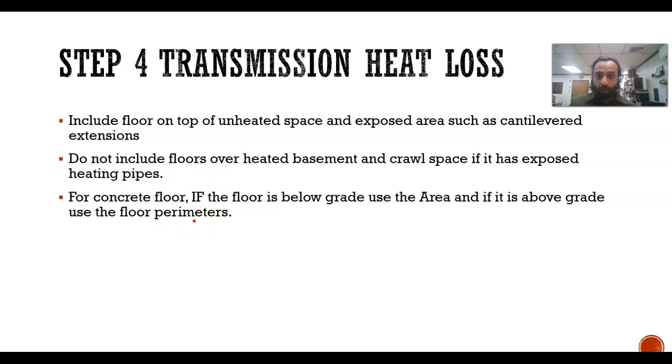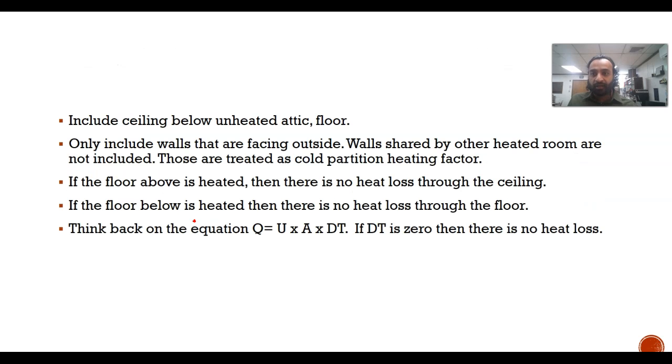So this is the whole point: which side do we heat, and then getting the factors from the book. So include the ceiling below a heated attic, and include walls and the floor above a heated space. Again, this is just the point of what I just said. So thinking back to the equation, that's the U for the ceiling, floor, or the wall, the area, and your temperature difference. If your temperature difference is 0, then there is no heat loss to those sides, and so on.